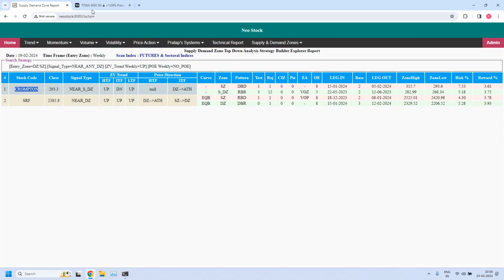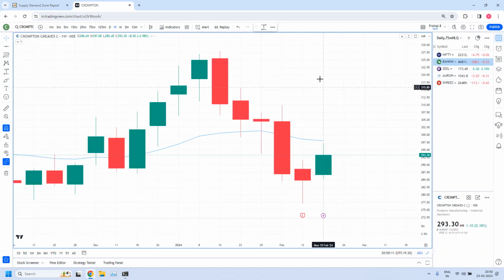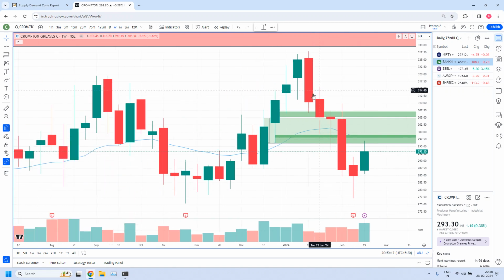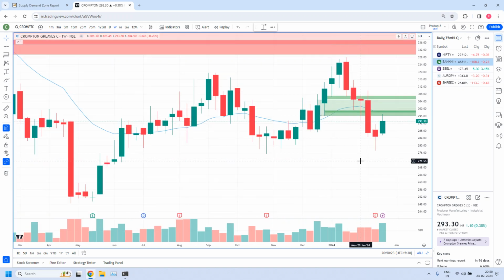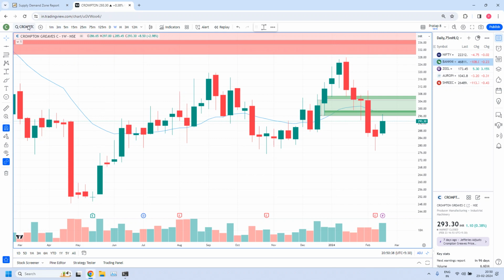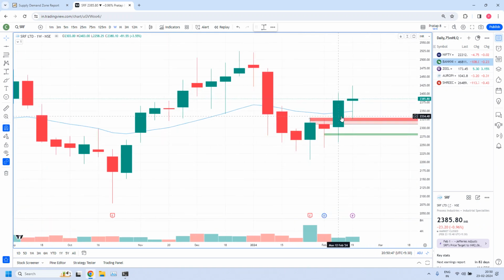So you can go to Crompton, and open Crompton in this chart. So here, weekly zone, the prices are completed. Probably here is a demand zone somewhere here. Prices will be somewhere here. And this is not clear. Let us open SRF. See, SRF is perfect.